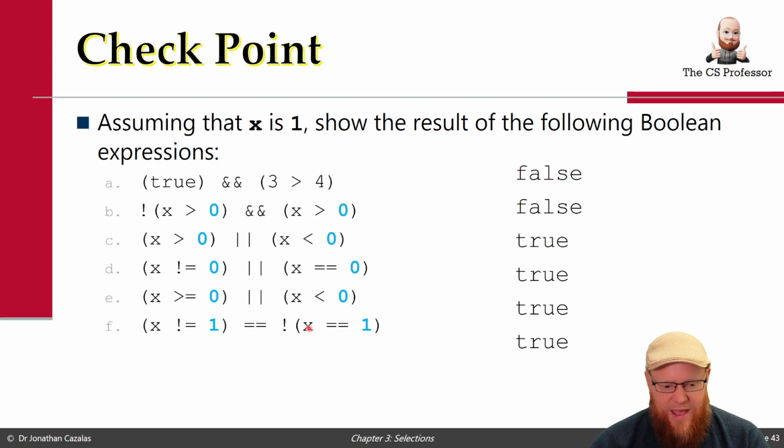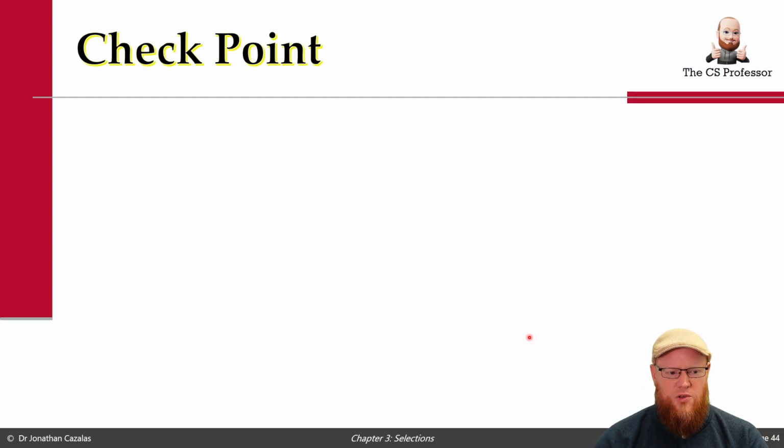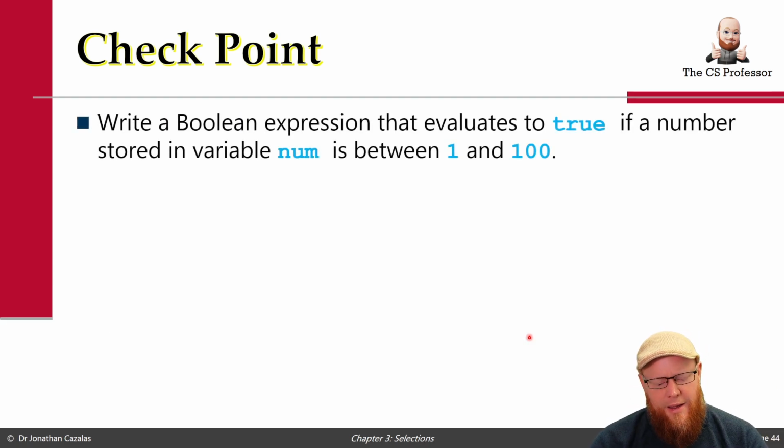And now we have x equal 1. 1 does equal 1. That's a true statement. And not true is false. So ultimately we have here what? We have false equal false. That's a true statement. False does equal false, which is why it's true. I encourage you to go through all of those for practice. And here's some good practice.